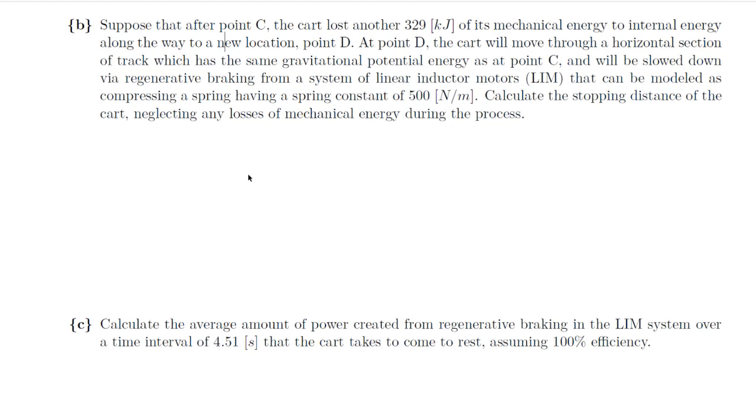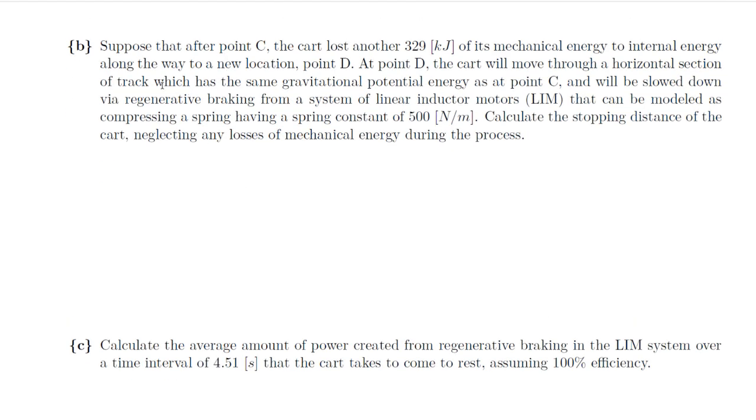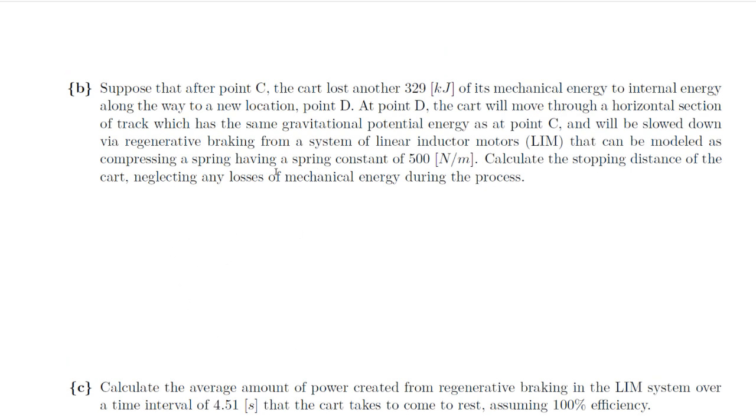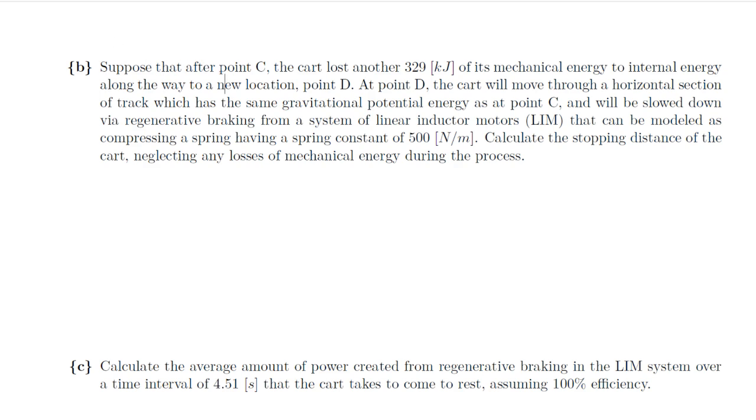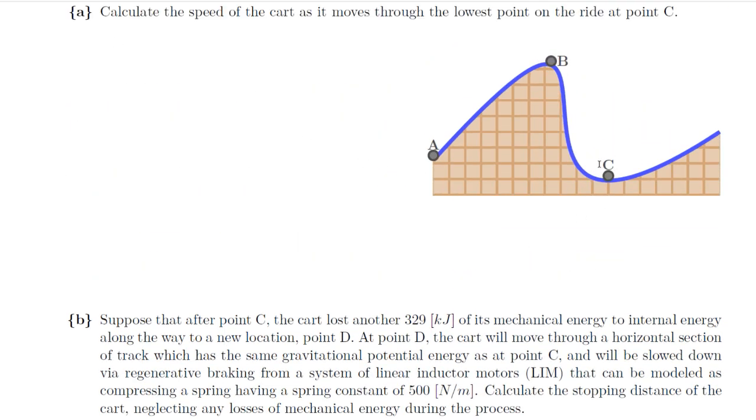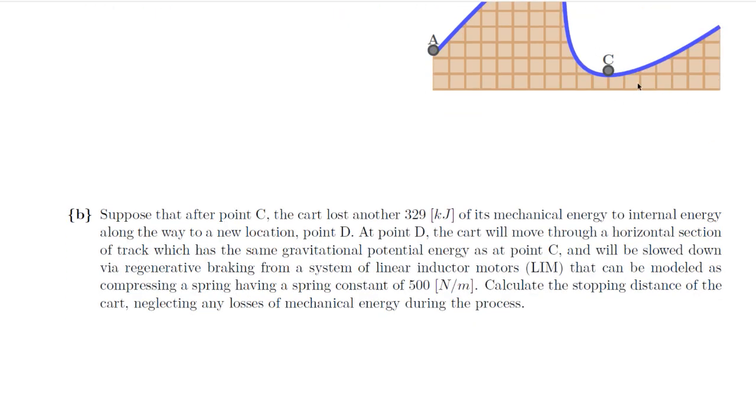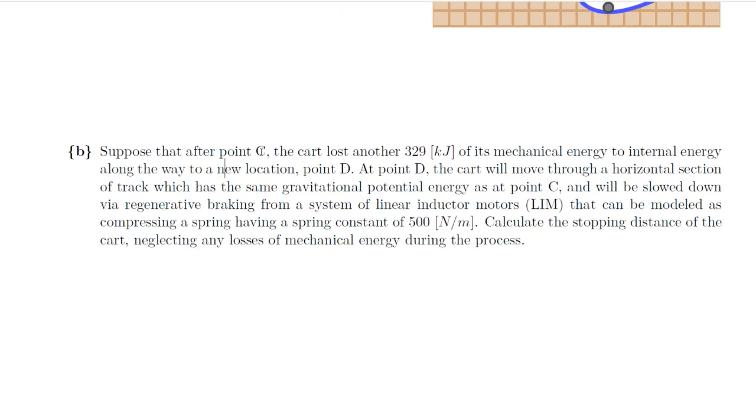Part B. If you tried doing this already, you'll find there's not quite enough space, so you'll probably have to do it on the back side of the paper. Suppose that after point C, referring back to the original diagram, here's point C. As the cart moves along the track from left to right in this picture, we're after point C now. After point C, the cart has lost another 329 kilojoules of its mechanical energy due to internal energy along the way to a new location, call it point D.